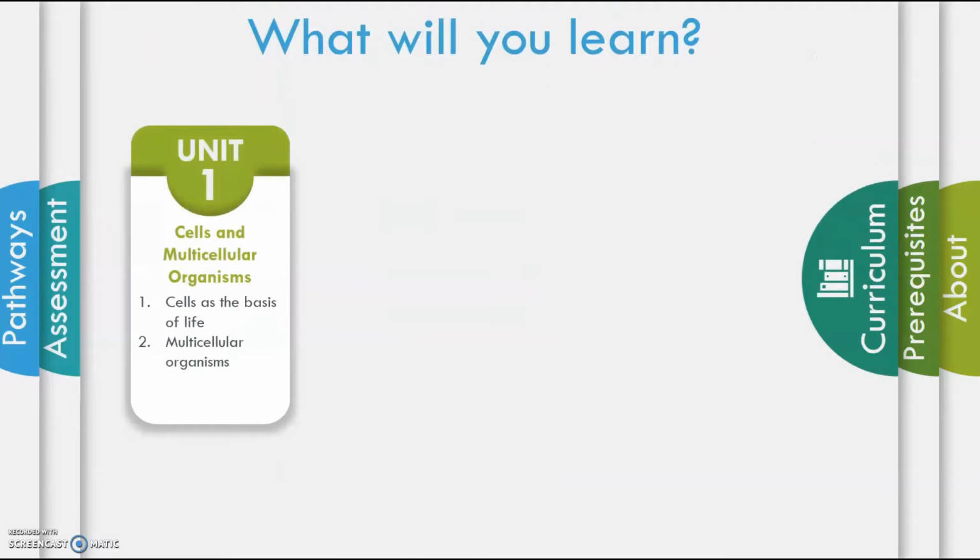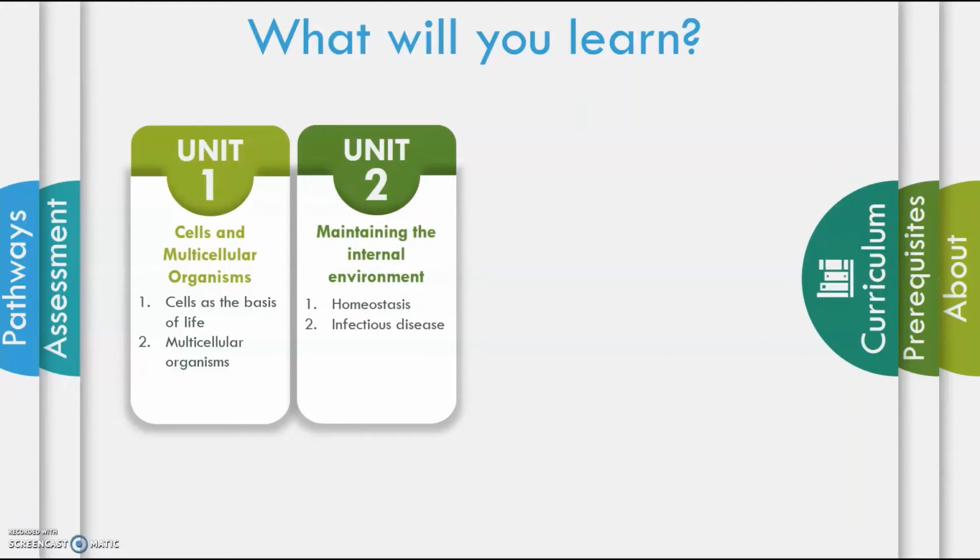In Unit 1, we look at cells and multicellular organisms. So this is looking at eukaryotic cells, prokaryotic cells, observing characteristics underneath microscopes, doing cross-sections of leaves, also focusing on multicellular organisms. Unit 2 is maintaining the internal environment, so we focus on homeostasis and infectious disease. This is a unit where you do dissections on kidneys as well as a heart. Infectious diseases are studied through computer modelling.